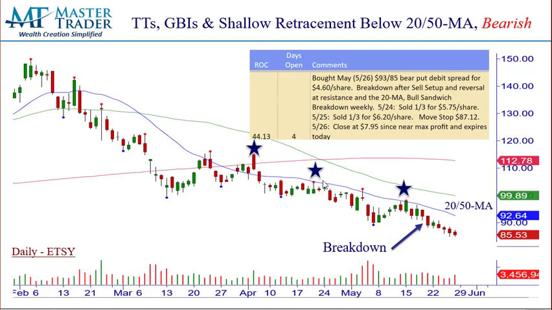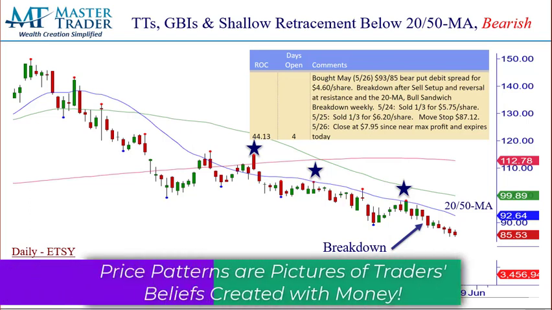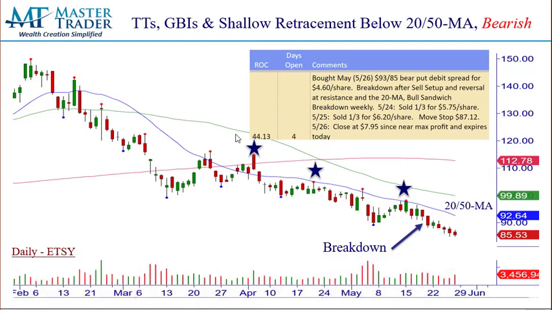Etsy, you can see the tells here again, attempts to break out. You can see the declining 20 and 50. We have a concept called railroad tracks. And when you have parallel declining railroad tracks like this in a bearish downtrend, I have here in the heading, TT means topping tails, GBI, green bars ignored, shallow retracements, 20 below the 50 railroad track. Those are characteristics of bearish downtrends.